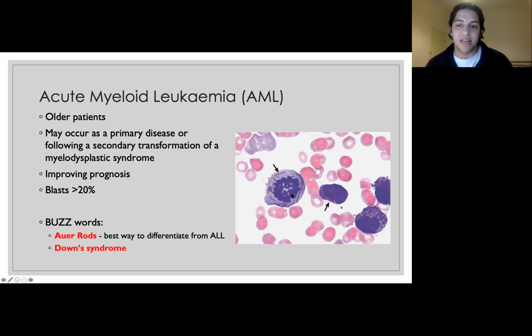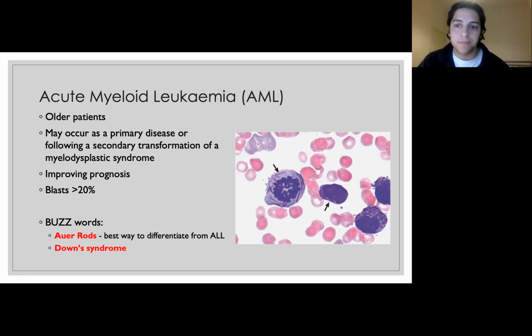These Auer rods are essentially crystallized granules, and they result from the abnormal fusion of the primary granules. This is the best way to differentiate AML from ALL, because clinically they're very similar. And the other buzzword is Down syndrome. So if you see in a question that the patient has Down syndrome and it's likely to be leukemia, then AML is the most common type of blood cancer in Down syndrome.